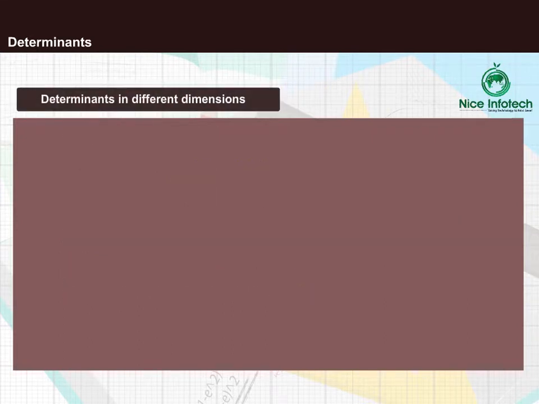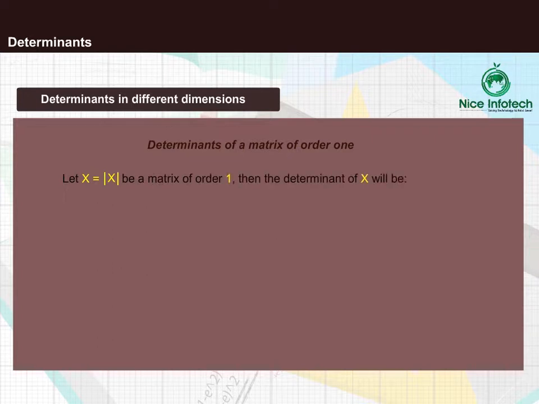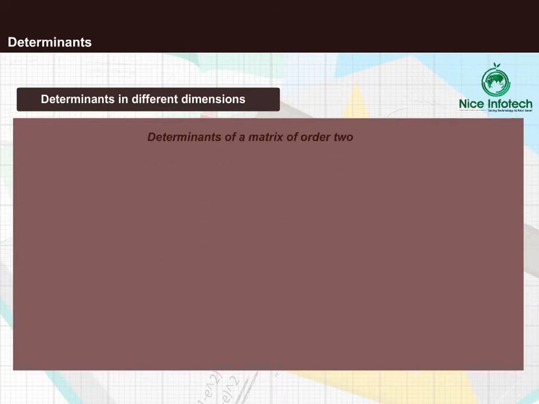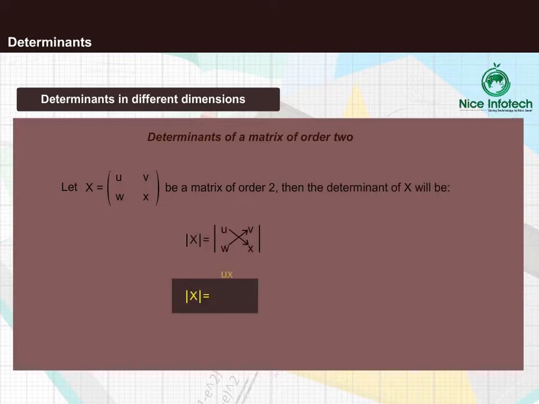Determinants in different dimensions. Determinant of a matrix of order 1. Let X equal to X be a matrix of order 1, then the determinant of X will be X. Determinant of a matrix of order 2. Let X equal to U, V, W and X be a matrix of order 2, then the determinant of X will be U, X minus V, W.